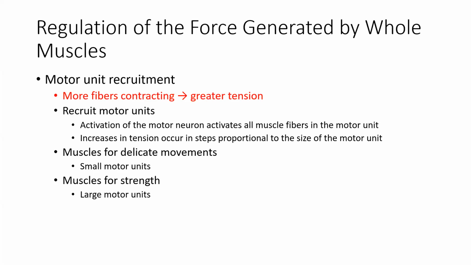We start off with smaller motor units, so muscles that are attached to more delicate movements like extraocular muscles of the eyes, lumbricals of the fingers, and lumbricals of the toes. We recruit those smaller motor units first. And then we recruit larger motor units, which are usually attached to muscles for strength. So think about gastrocnemius, your gluteus maximus, your hamstrings, your quads. Those more bulky muscles for strength are going to be attached to larger motor units, and they will be recruited later on.